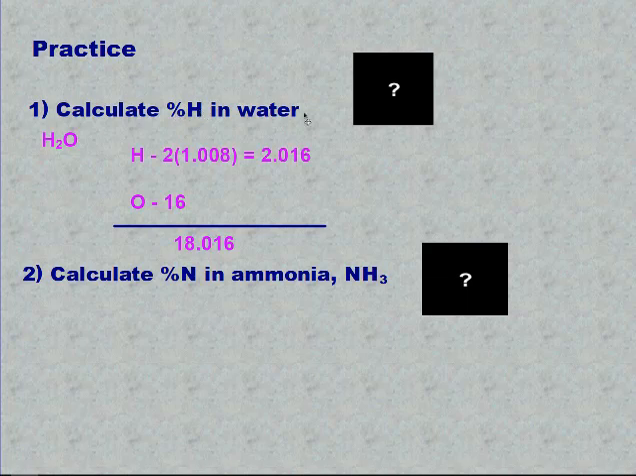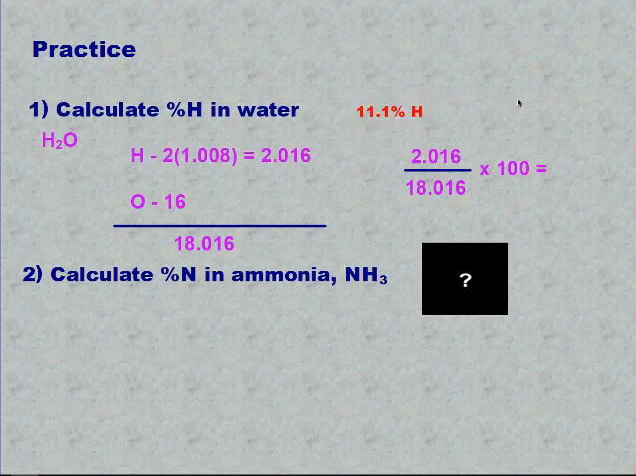I'm only interested in the percent hydrogen, so hydrogen goes on top, and then we're going to put the total molar mass on bottom. Because it's a percent, we need to multiply by 100. Solving that out, we should get a number less than 100. All your percents have to add up to 100. We get 11.1, which means around 89% of it is oxygen. To find oxygen, I would have just put 16 over 18.016. Go ahead and pause the video and try the next one on your own.